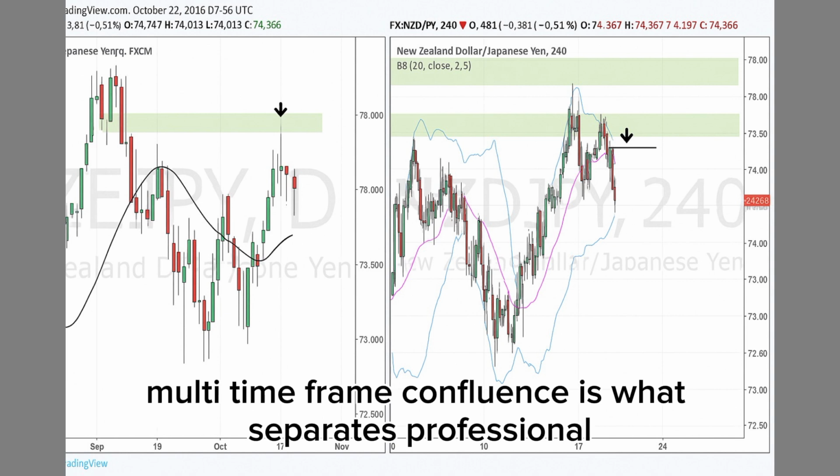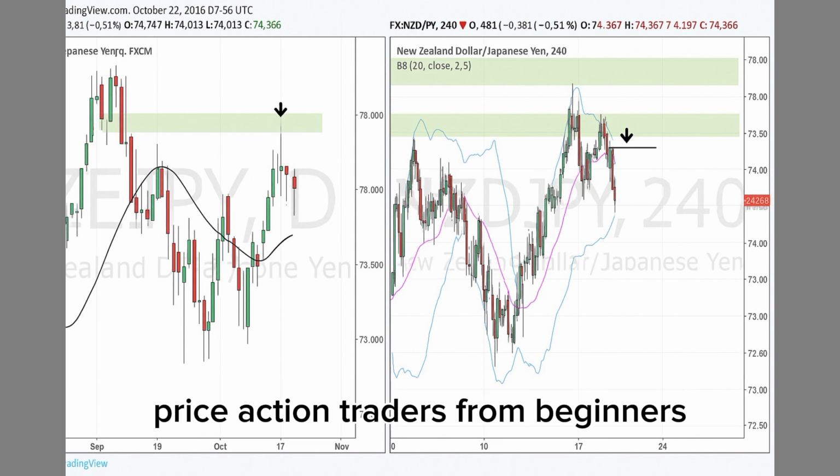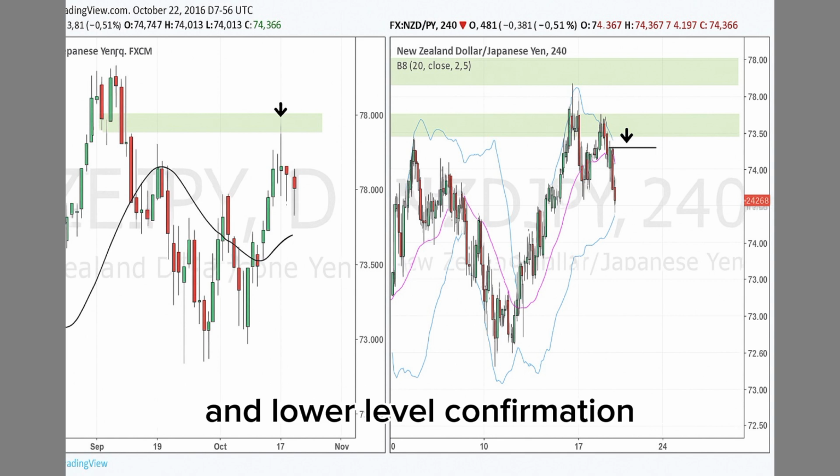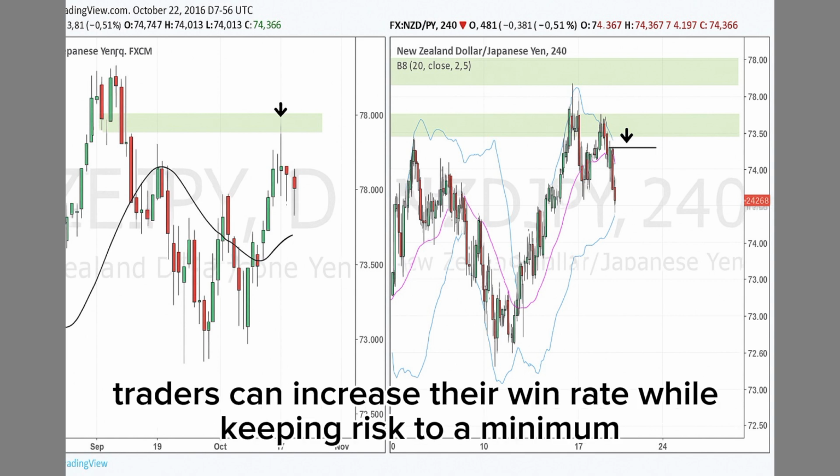This kind of multi-time frame confluence is what separates professional price-action traders from beginners. By waiting for both higher-level rejection and lower-level confirmation, traders can increase their win rate while keeping risk to a minimum.